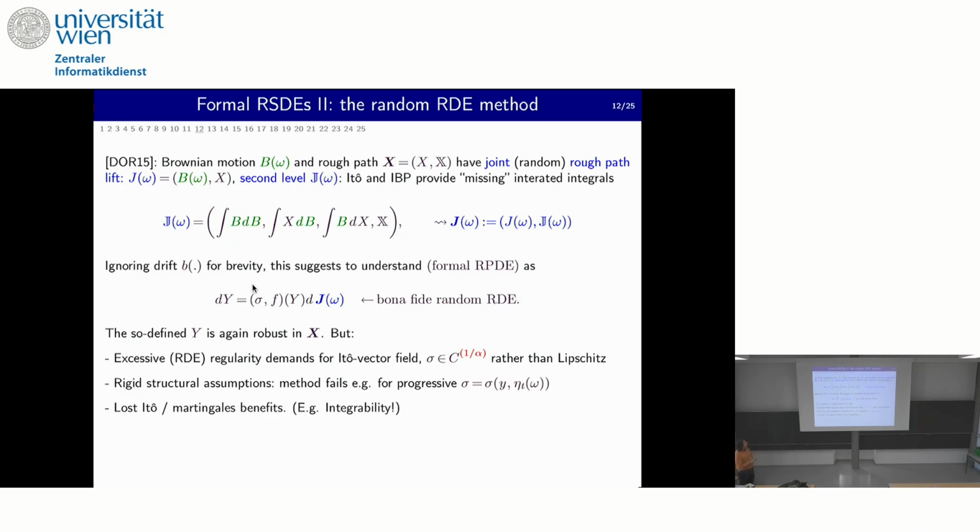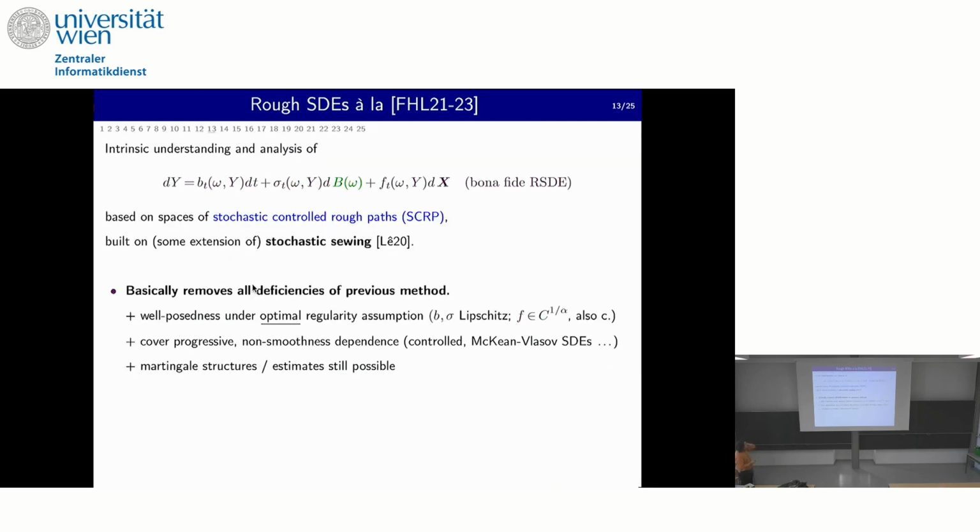And the other problem is there's absolutely no way that in this rough setting here you could make sense of sigma with progressive dependence. So when you want to do stochastic control, this is a no-go. Right. So here's the real thing.